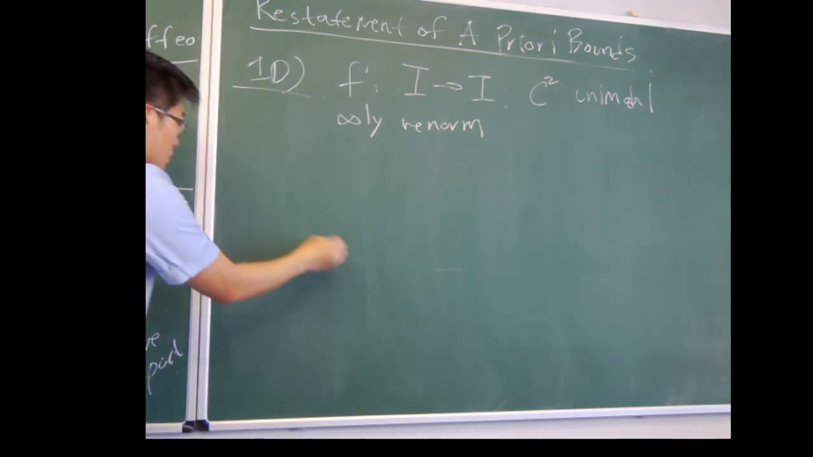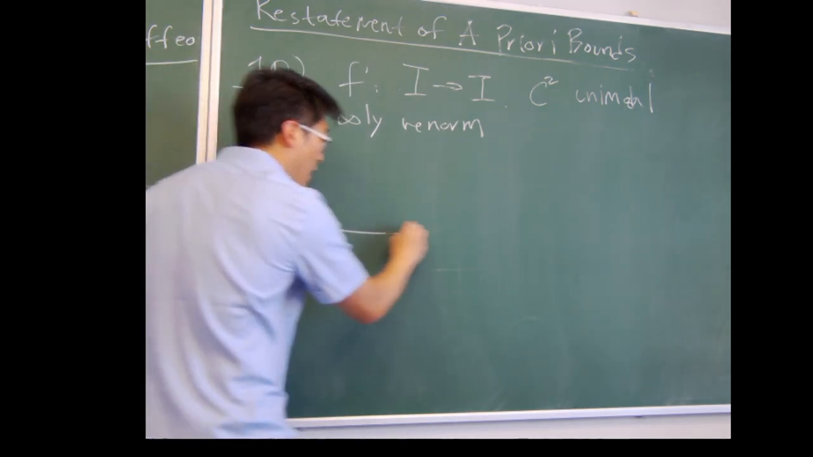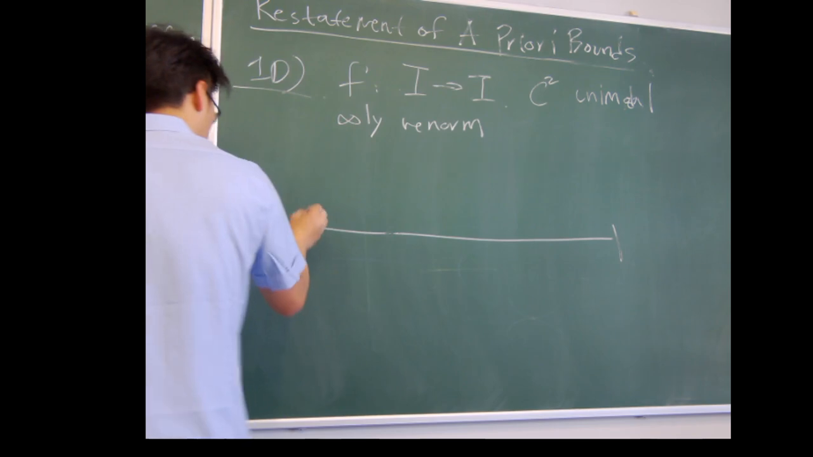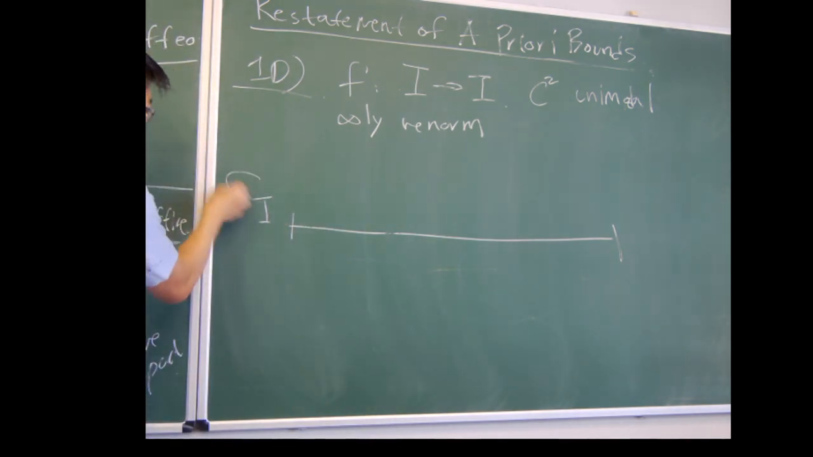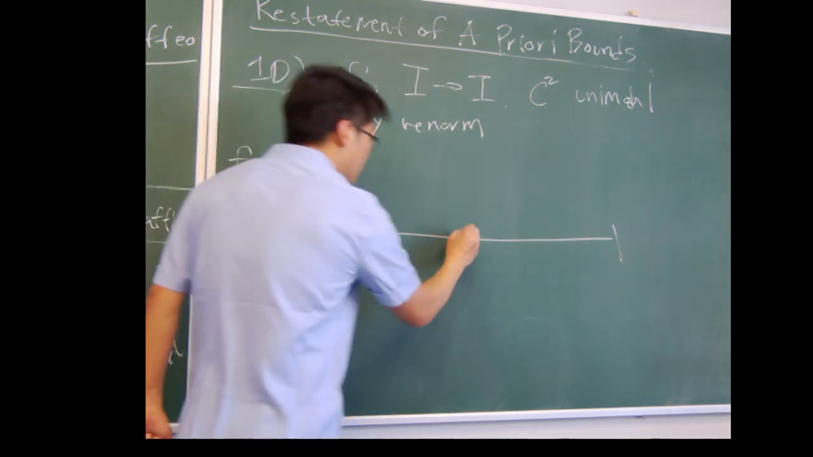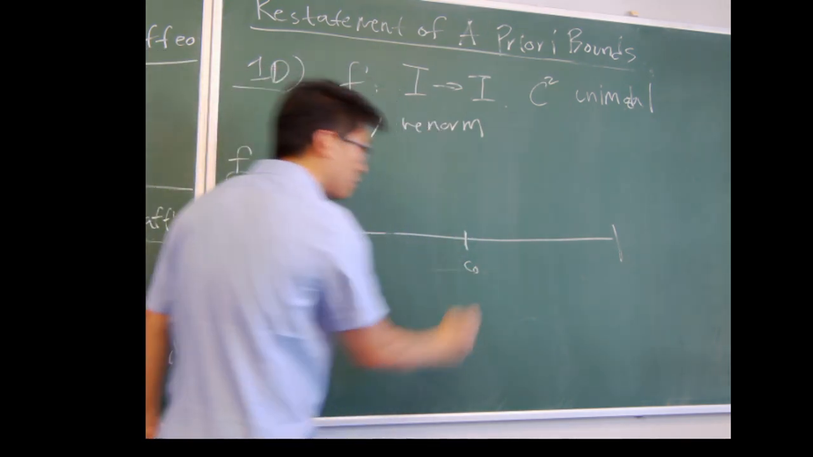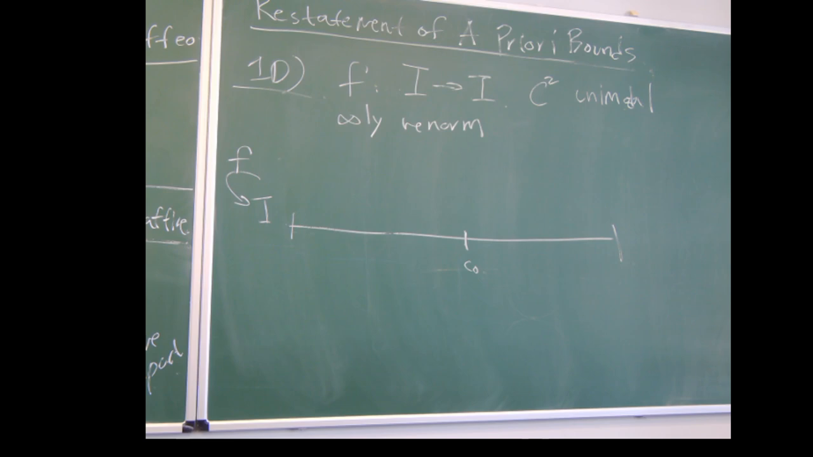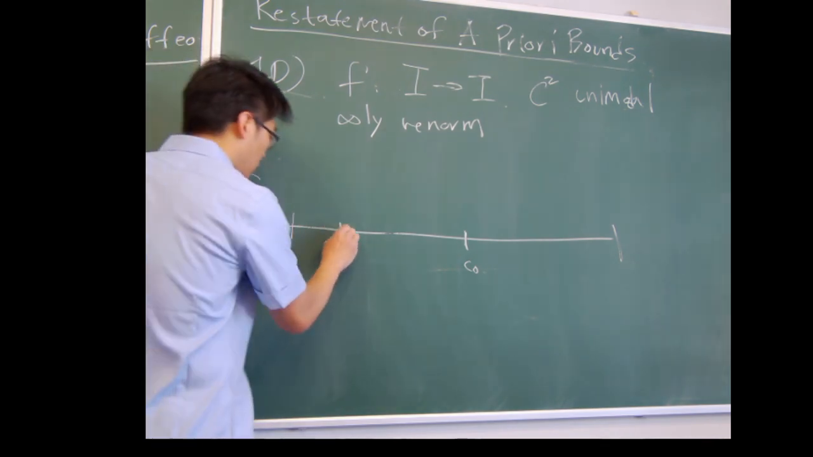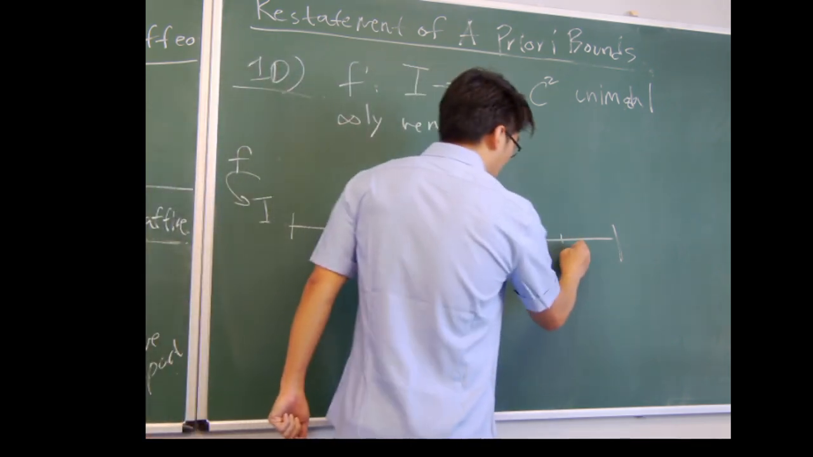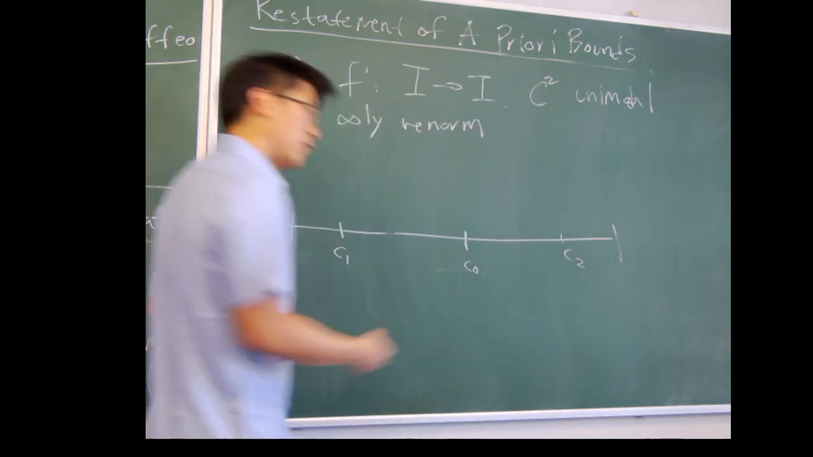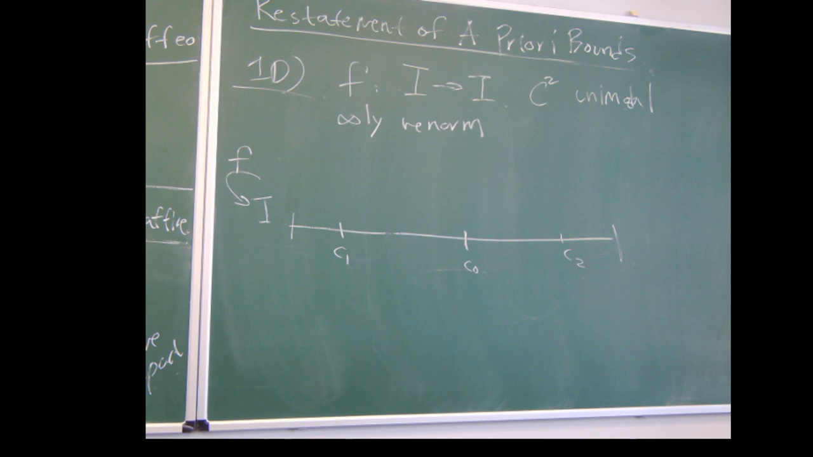What does this mean? If you have this interval and a unimodal map on it, then there exists a unique critical point of quadratic type, and elsewhere it's a diffeomorphism. The critical point maps to the critical value, which then goes somewhere else, and so on. This is a unimodal map, and we say that it's infinitely renormalizable.